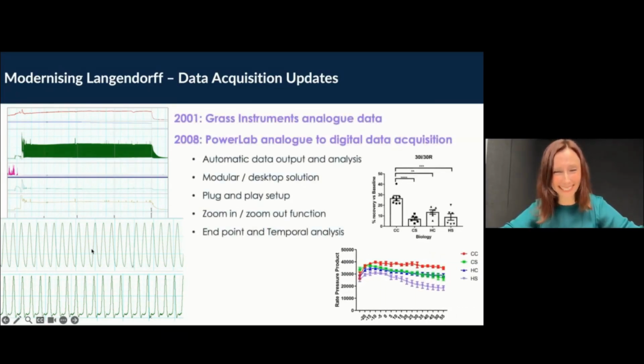Okay. The last thing that Langendorff allows us to do is it allows us to take endpoint analysis as well. We can also do a temporal analysis, and we can see how function changes over time, which can be really important depending on what your biological question is.